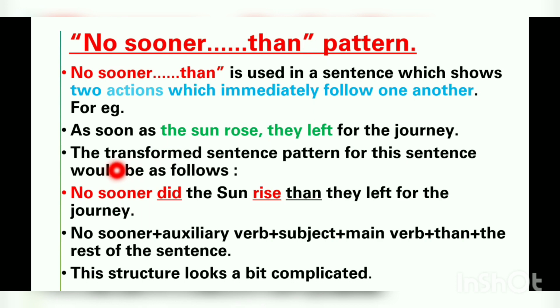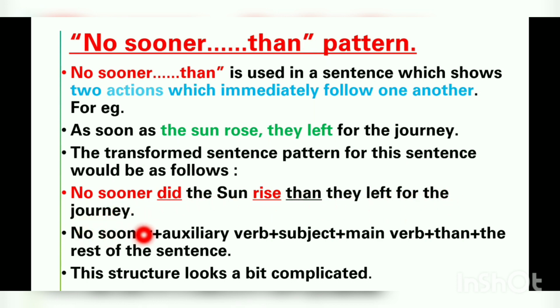So let's see how we can transform. The transformed sentence pattern for this sentence would be as follows. No sooner did the sun rise. Look at the transformation. Here we have rose and here we have rise. The meaning is same, but the form has changed into rise. Why? Because with did, V1 comes, that is verb 1 or the base form of the verb, the simple present form. Rise. And than, which we cannot leave, is an integral part of the sentence. Than they left for the journey. So once again, let's read. No sooner did the sun rise than they left for the journey.